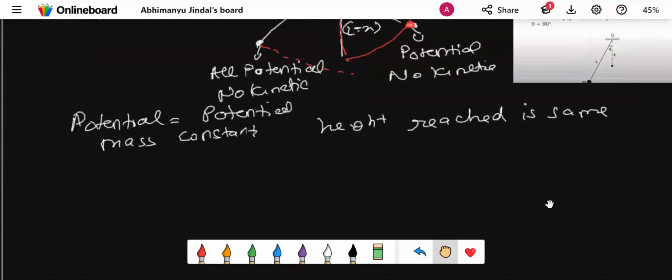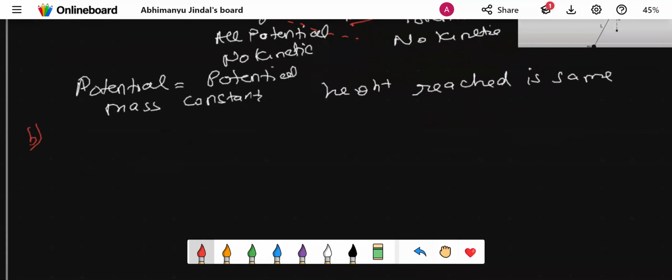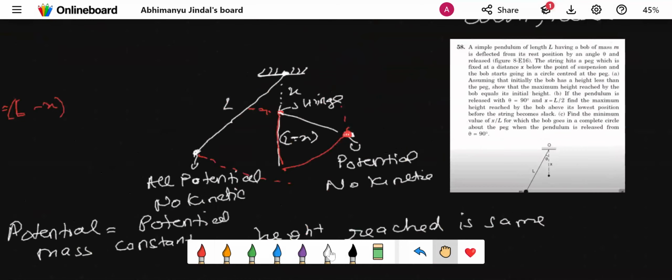Now let's move on to part B, which states that if the pendulum is released with theta equals 90 degrees and x equals L by 2. So x was the distance of the peg from the point of suspension. Find the maximum height reached by the bob above its lowest point before the string becomes slack.